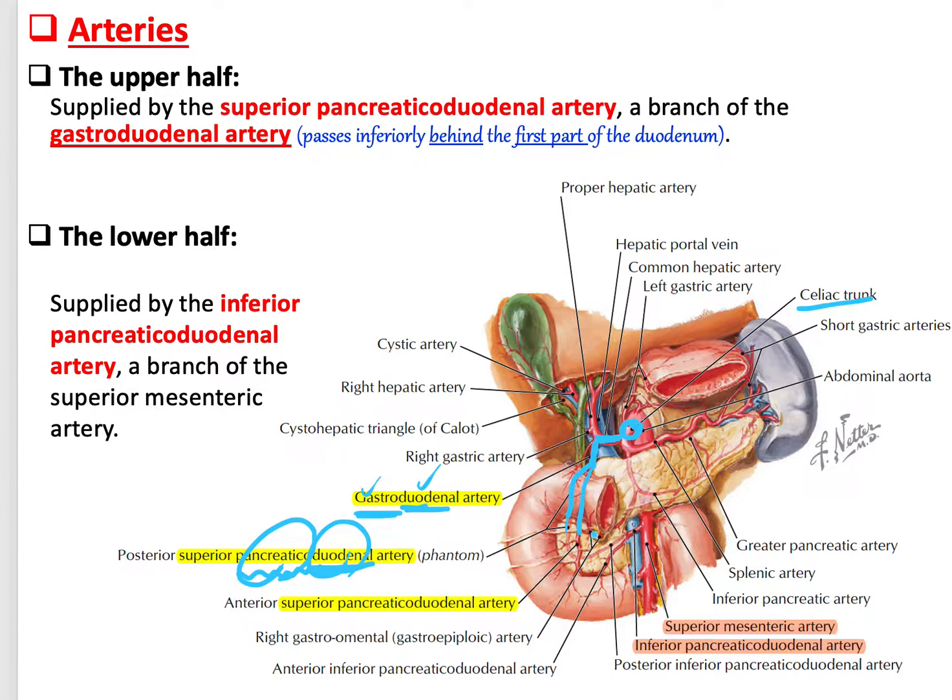Now let us look at the inferior part, guys. If this is the celiac trunk, this is the superior mesenteric artery, which is another branch of the abdominal aorta anteriorly. It gives the inferior pancreaticoduodenal artery. Also, we have posterior and anterior branches, guys, right? They make anastomosis. Very simple.